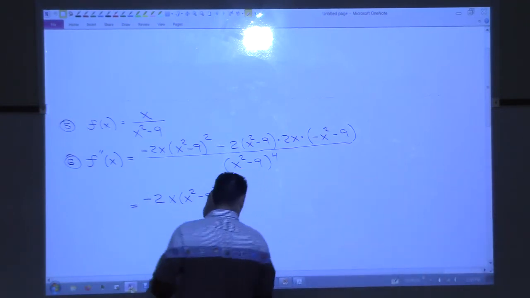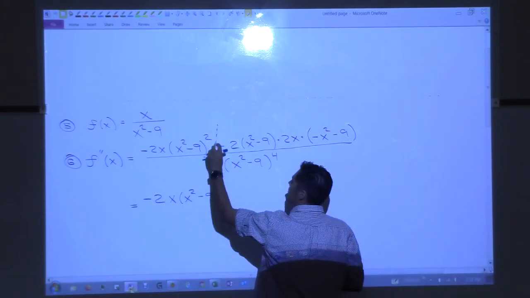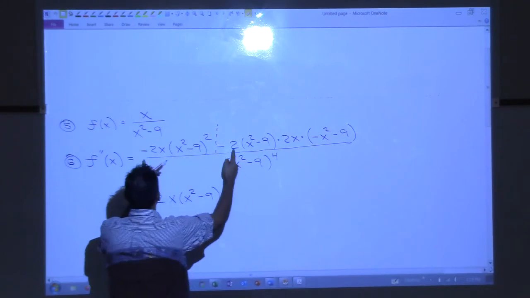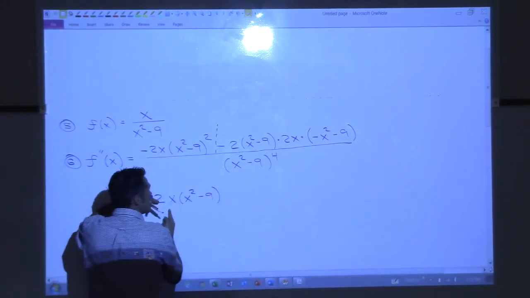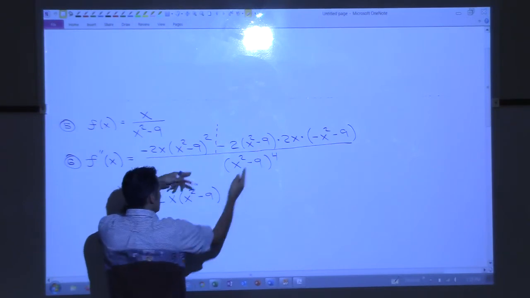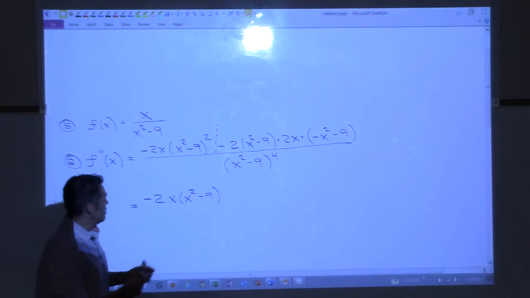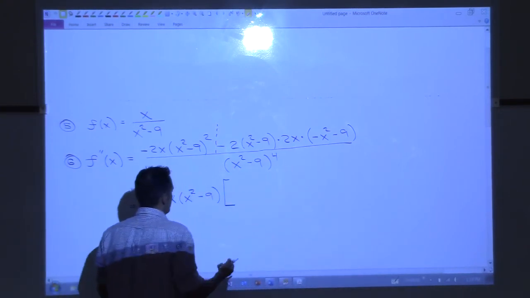Okay, so we're looking at these as separate things. I'm trying to find something common in both of these. So since they both have a negative 2, I pulled negative 2. They both have an x, pull the x. They both have x squared minus 9, pull that out, right? But that's all they have in common. So now you can use parentheses here. I'm going to use a bracket because, I don't know, why not?